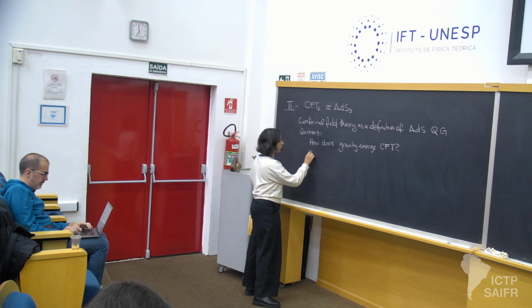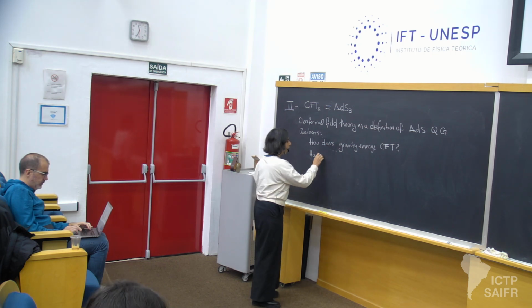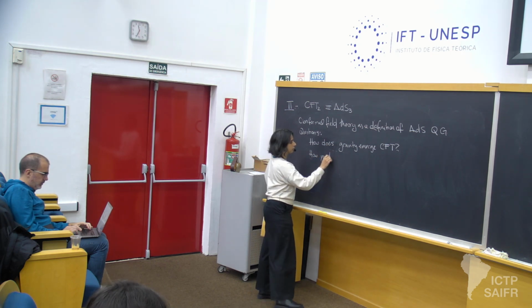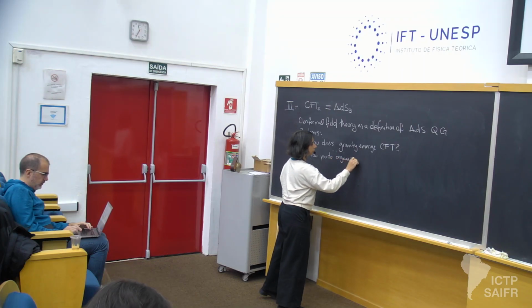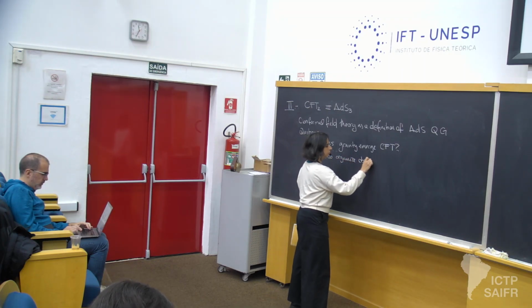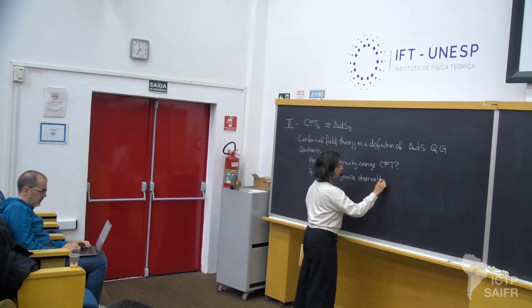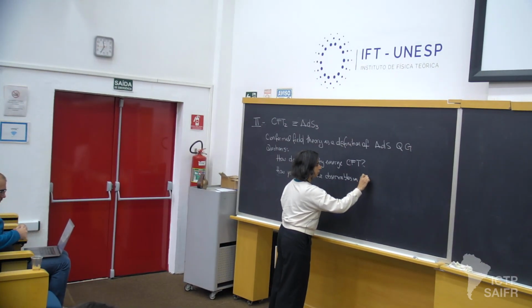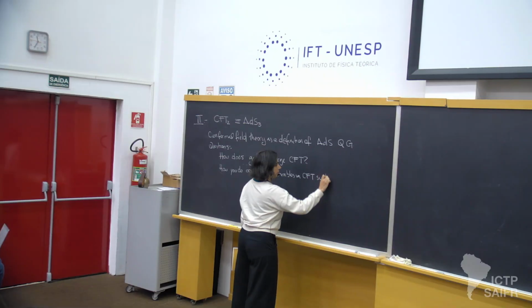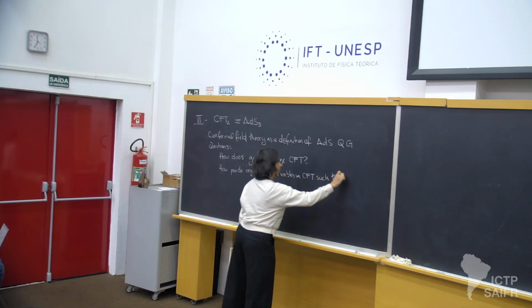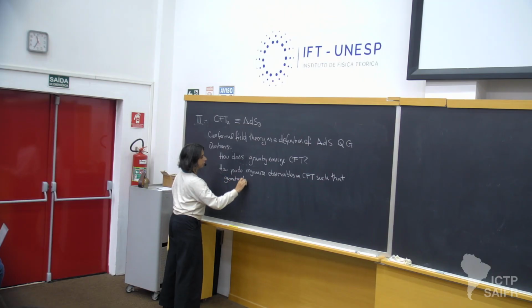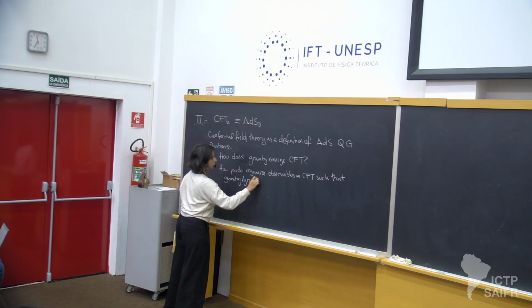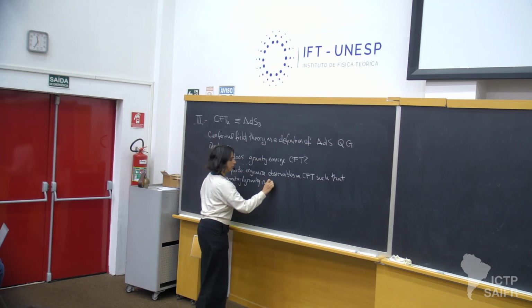Perhaps a more practical point of view is how do you organize observables in the CFT such that geometry, or if you want gravity, is manifest.